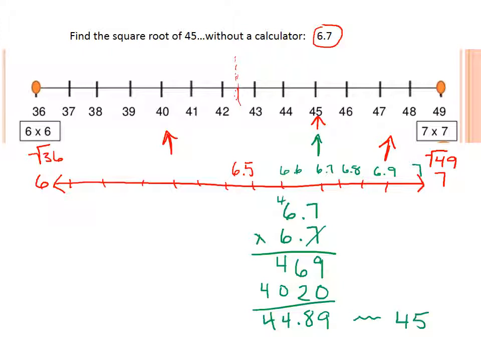So if we took the square root of 44.89, that would give us 6.7. If we took the square root of 45, if I just type it on a calculator right now, it's 6.708203933. It's perhaps an irrational number that the decimal doesn't end. So, all right, there you go.